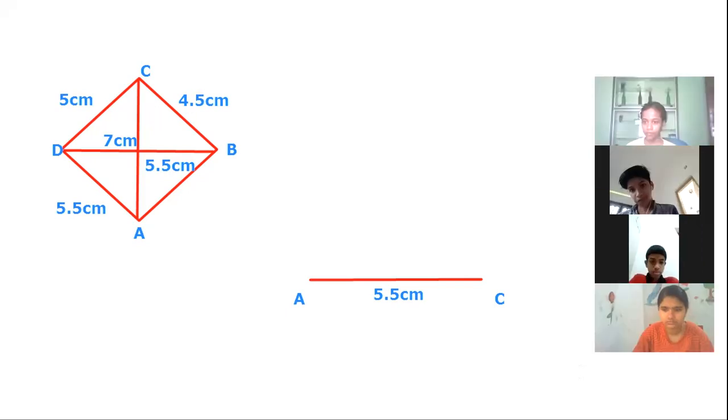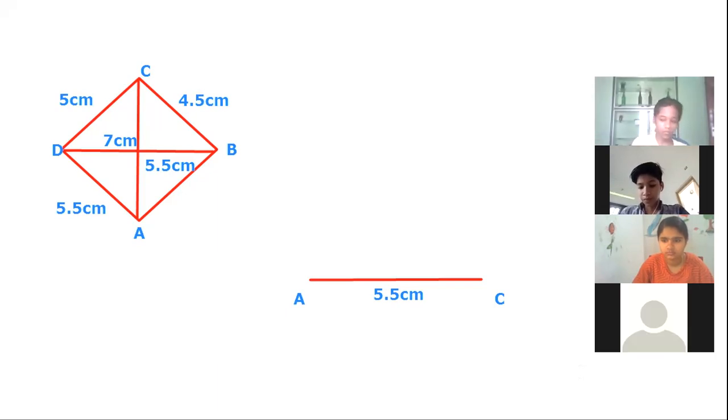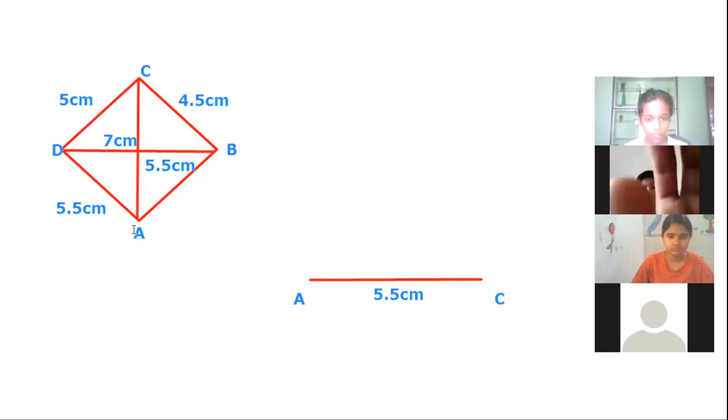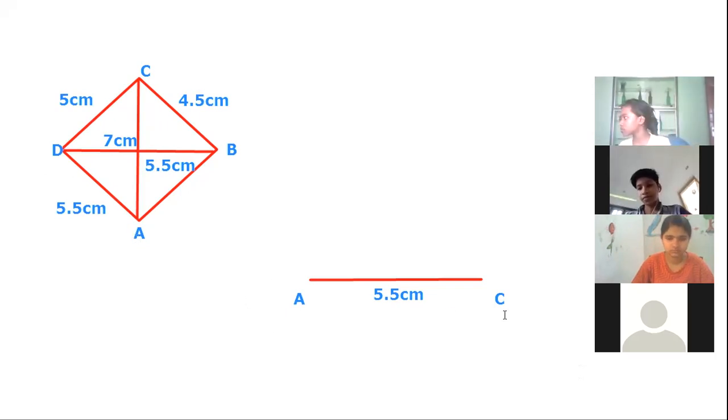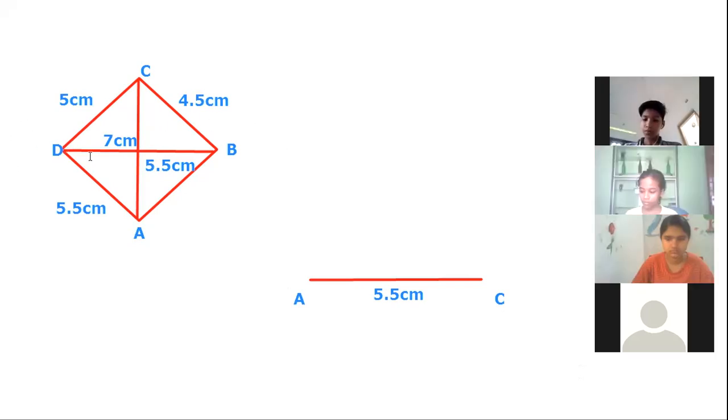Okay. After that, you have to take your compass. And now first of all, we are constructing the triangle ACD. Now we have drawn the side AC of length 5.5 centimeter. Next, we have to find the vertex D.